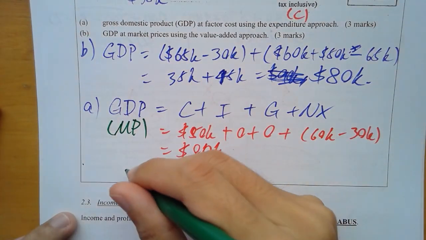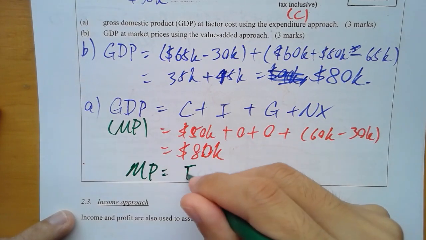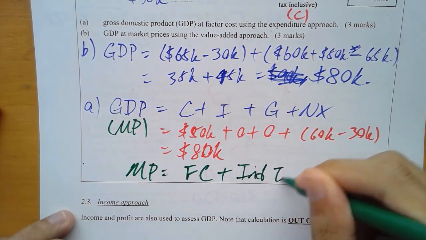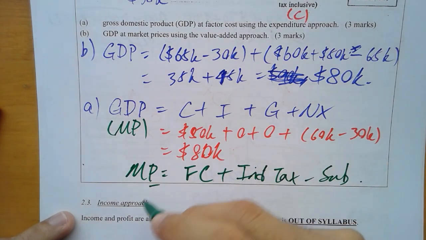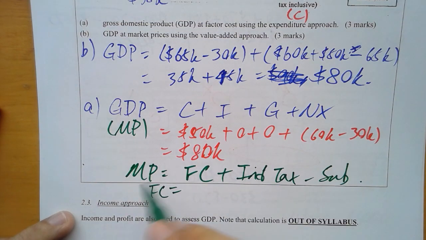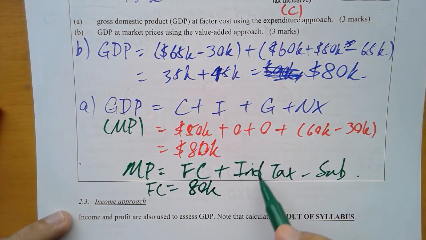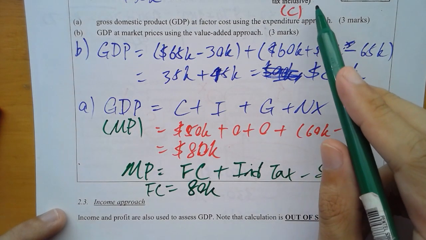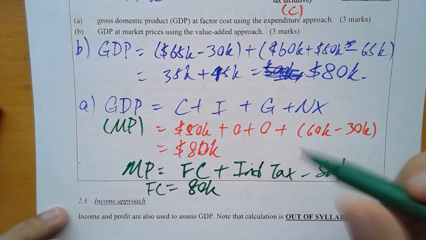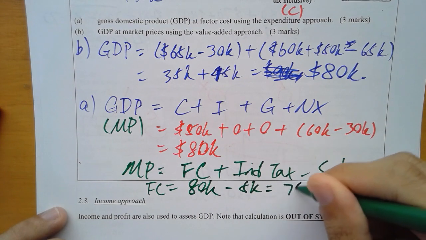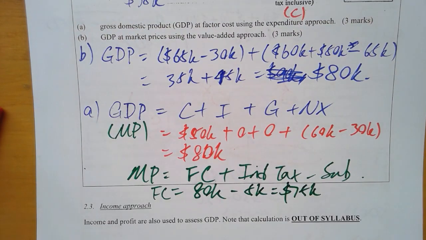Then we also need to write GDP at market price equals GDP at factor cost plus indirect tax minus subsidy. Therefore, we need the factor cost, right? It equals 80K. This time we have an indirect tax, so we need to minus 5K. It will be 75K, right? We will have 75K. Now let me double check to make sure it's right. Yes, it should be correct.